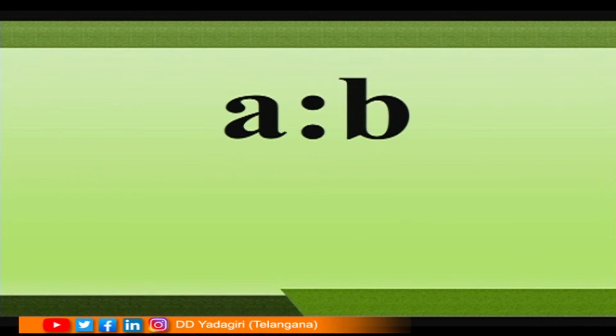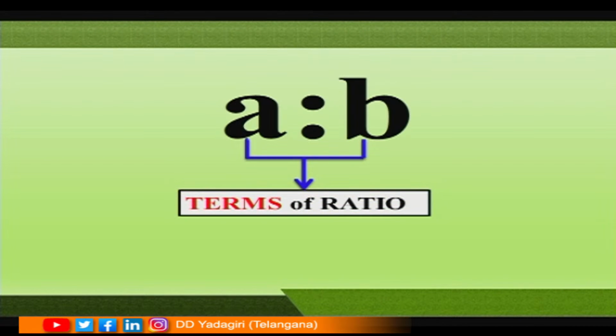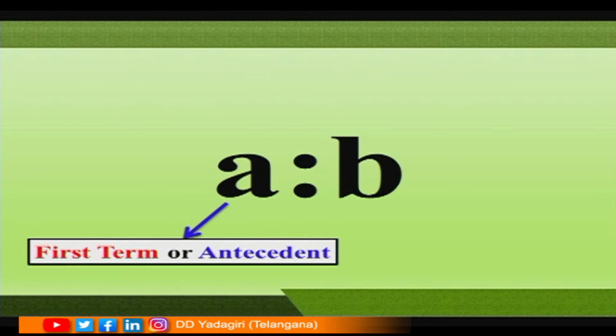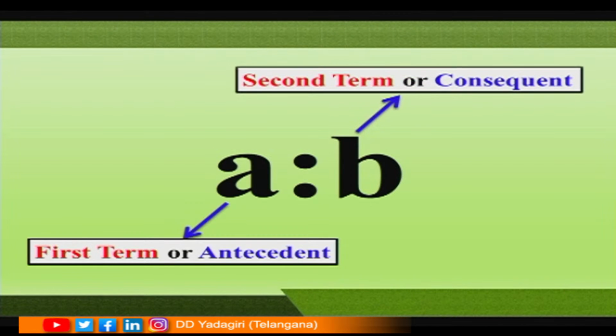Now, this ratio A is to B, what are these A and B called as? Yes, these A and B are called as terms of the ratio. Now, in this ratio A is to B, what is A called as? Yes, it is the first term or it is also called as antecedent. Now, what about B? Yes, it is the second term or it is called consequent.